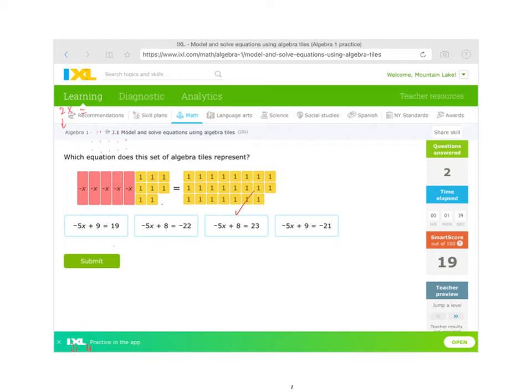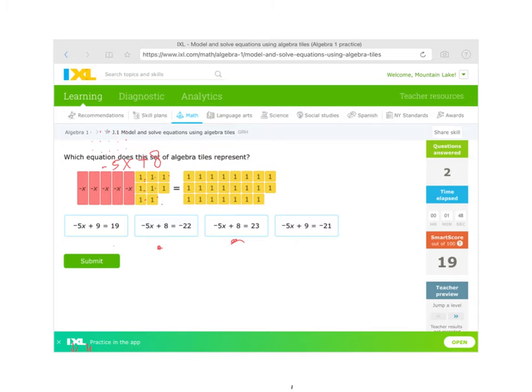And so on. Now with the negative, see there's a negative sign. So this is negative 5x. I'll erase this. And then there's plus 1, 2, 3, 4, 5, 6, 7, 8, plus 8. So negative 5x plus 8. So it's either this one or this one. I'll even erase this.